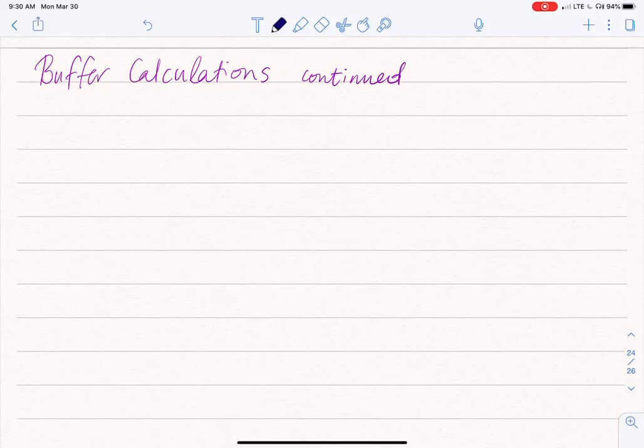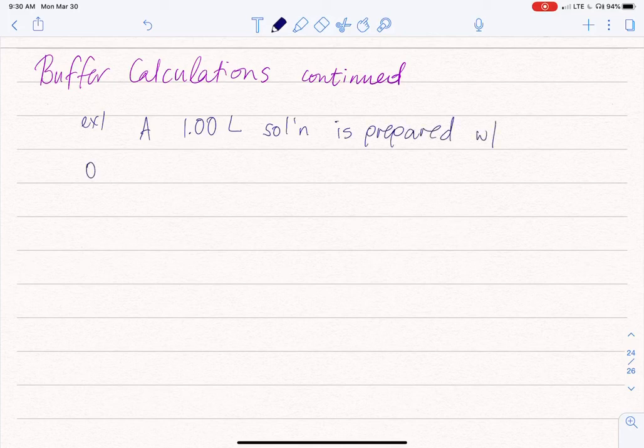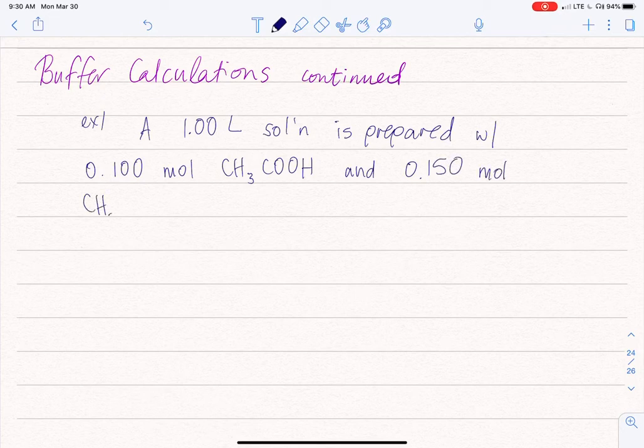Hello. In this lecture, we're going to continue talking about buffers. I want to do another example of a calculation involving a buffer solution. And in this example, we're going to take 1 liter of solution, aqueous solution of course, that's prepared with a combination of acetic acid, 0.1 moles of acetic acid, so its formula is CH3COOH, and 1.50 moles of sodium acetate, which of course is the salt of the conjugate base of acetic acid.